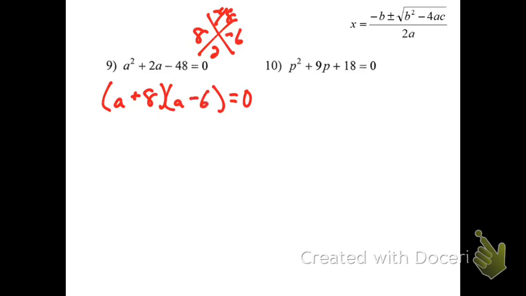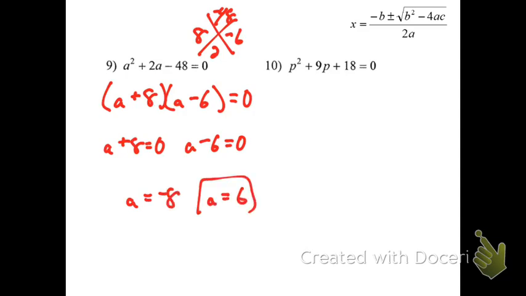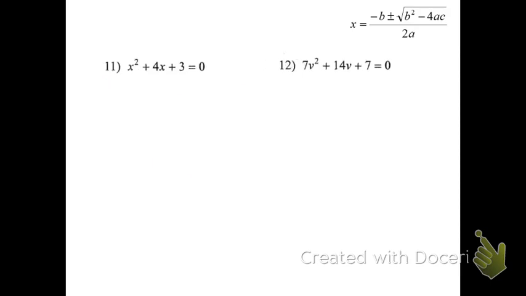So then we set each of those equal to 0. We're going to get a is equal to negative 8, and a is equal to a positive 6. When you solve each of those equations, that's what you get. All right, moving on. These are pretty straightforward. Yeah, I think you're good now.